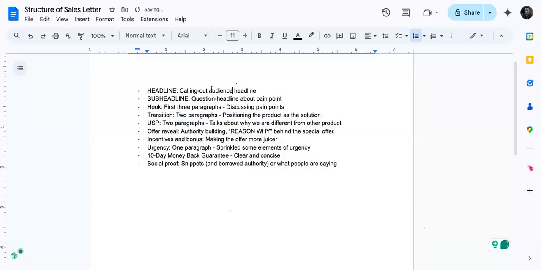Then I call out the audience. Then a subheadline, a question headline about the pain point, and I ask two questions about the pain point. And then the hook, where I write first to discuss their pain point. This is just a structure that I've already created.